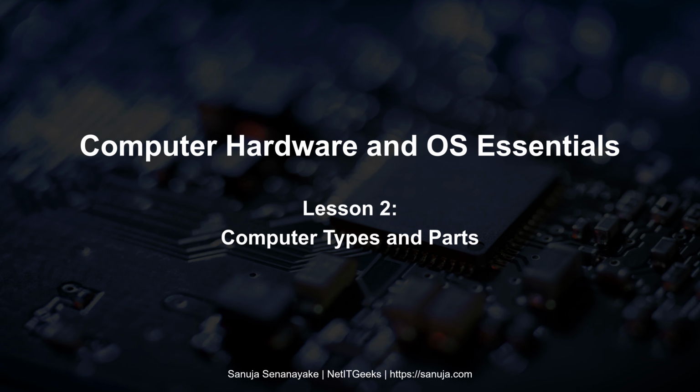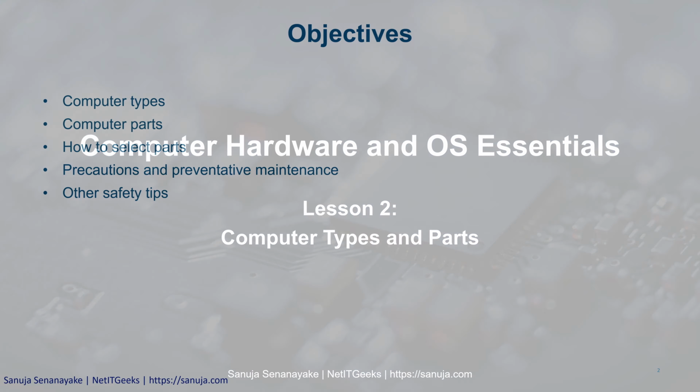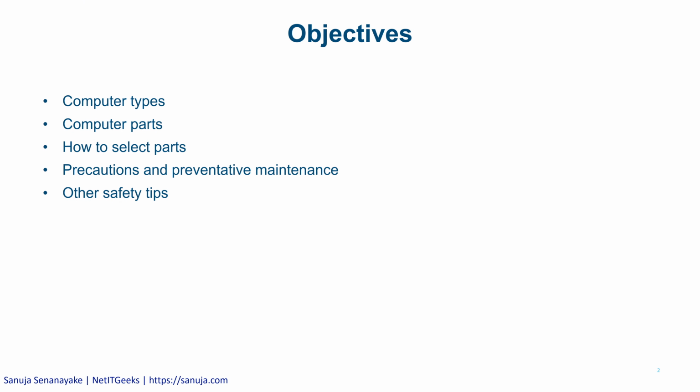This is a custom created lecture series based on A+ certification program, and today we will cover lesson number 2, which is computer types and parts. The primary objective of this lesson is to introduce you to basic computer types, basic computer parts, and how to select those parts based on the needs, as well as we will go over the precautions and preventative maintenance once you have installed those parts and other basic safety tips.